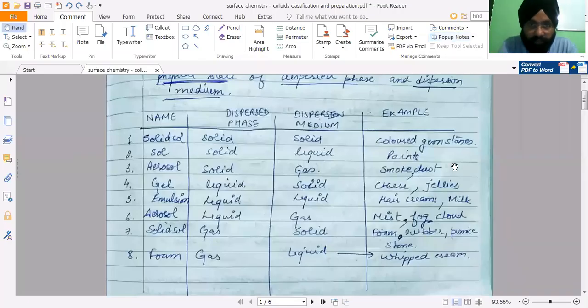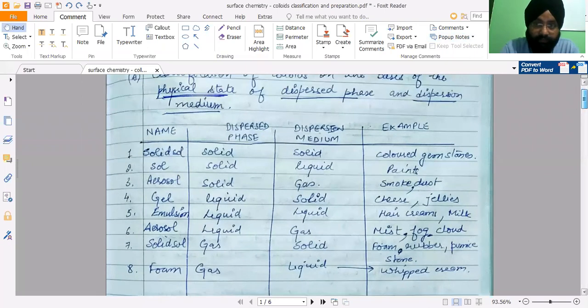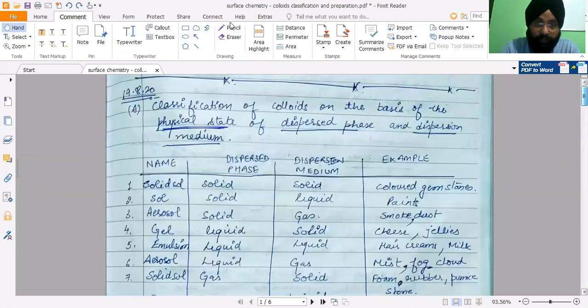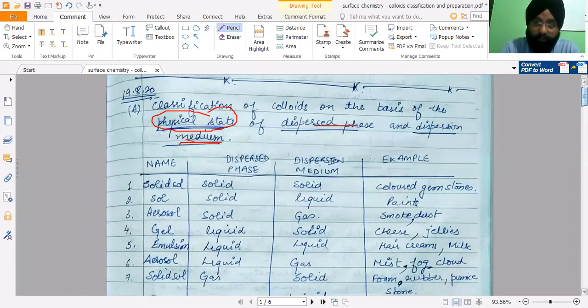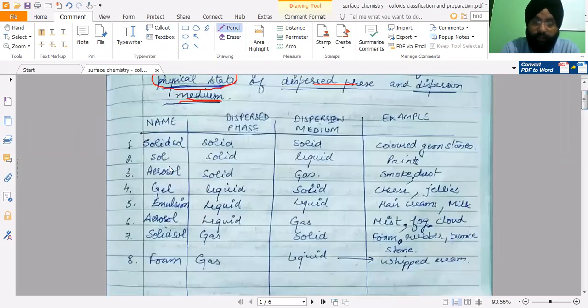Hello everyone. In the last video, we covered the meaning of dispersed phase and dispersion medium, and next we will start the classification of colloids. The first classification is based on the physical state of the dispersed phase and the dispersion medium. So there are a total of 8 types of colloidal systems on the basis of the physical state of dispersed phase and dispersion medium.